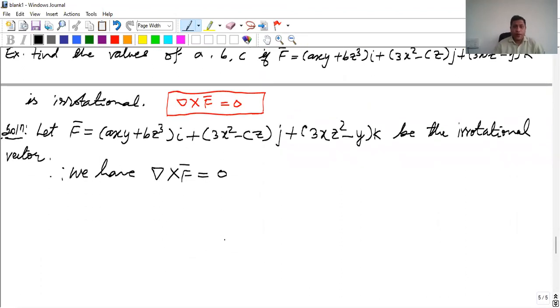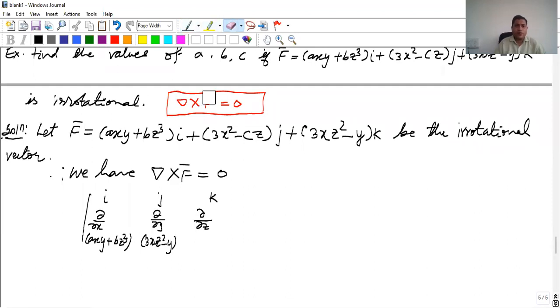So what we have is the determinant of i, j, k; ∂/∂x, ∂/∂y, ∂/∂z; and here we have axy + bz³, 3x² - cz, and 3xz² - y, and this has to be 0.